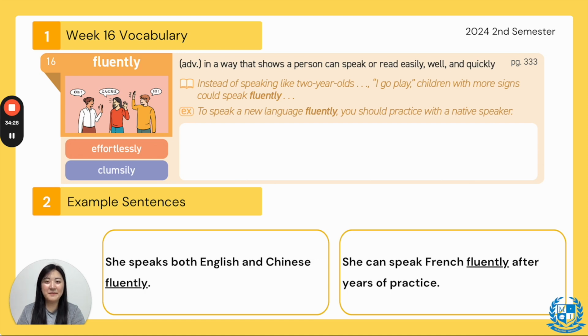It is an adverb and it means in a way that shows a person can speak or read easily, well, and quickly. Like how you guys can speak English fluently. I love it so much. In our book it says, instead of speaking like 2-year-olds, I go play. Children with more signs could speak fluently. Okay, so also with you, we don't want to say short sentences like that. We want to speak more fluently with more details in our sentences.